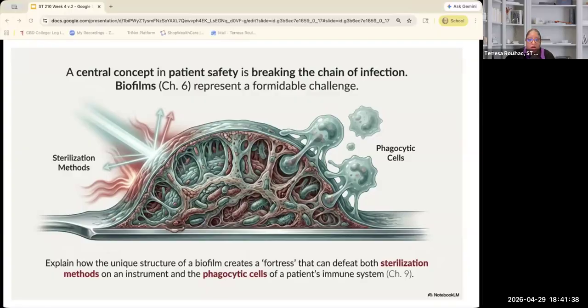Keep in mind that we are one of the last barriers before a biofilm ever forms. And what do I mean by that? Well, we look at how instruments are cleaned, how we inspect them, how we handle them, and most importantly, how they are stored. All of that determines whether microbes ever get the chance to build that fortress that you see on this slide.